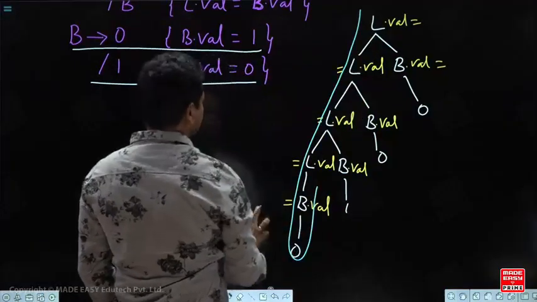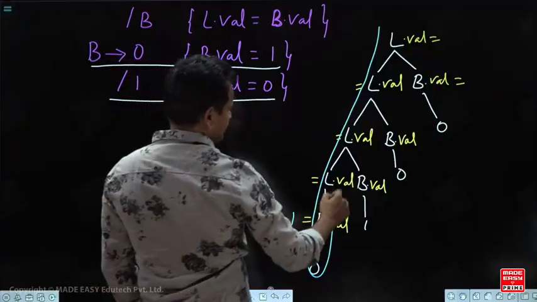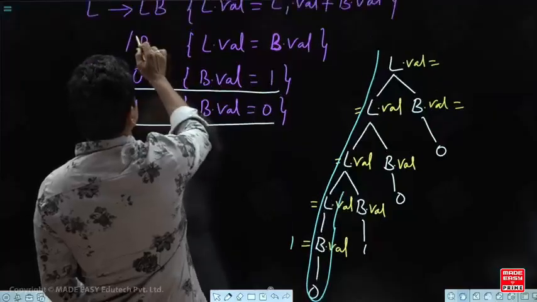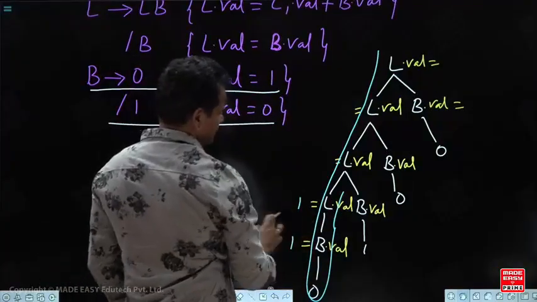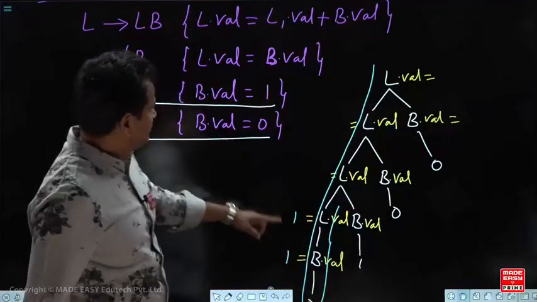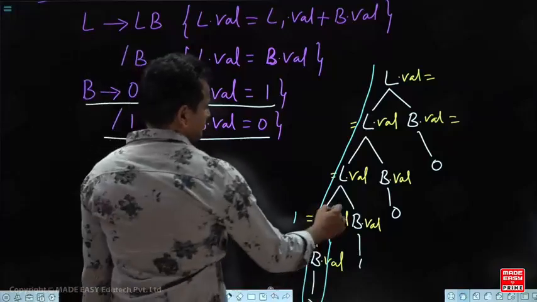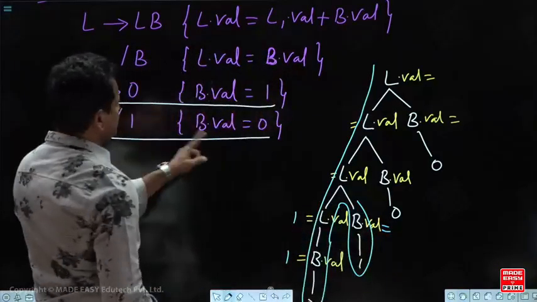Now go for this one. B derives 0, B dot value equal to 1. L derives B, so B is reduced to L. So this one, L derives B, L dot value equal to B dot value. What is B dot value? 1. Are you following? B is reduced to L. So what is the production? L derives B, L dot value equal to B dot value. Next, B derives 1, B dot value equal to 0.